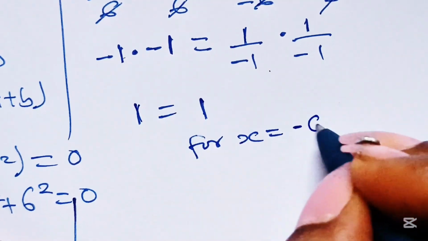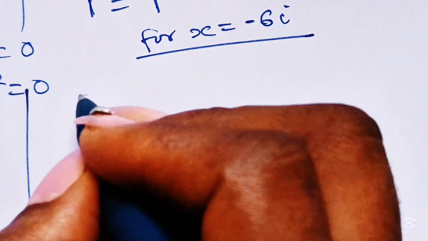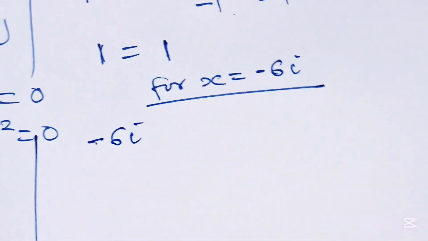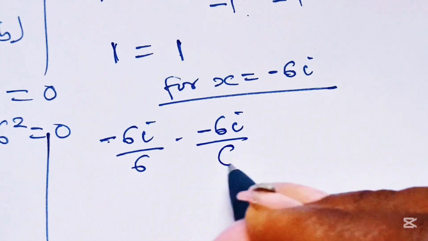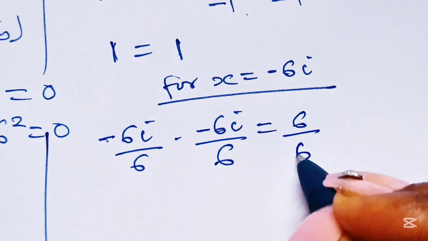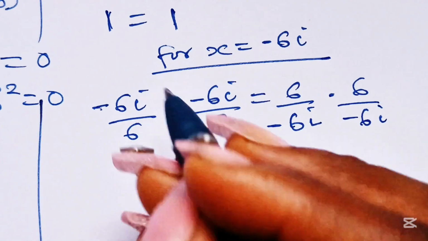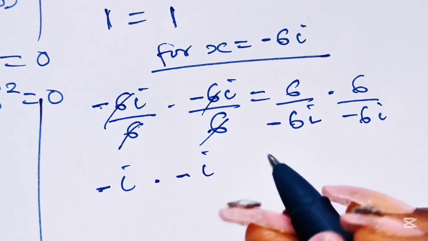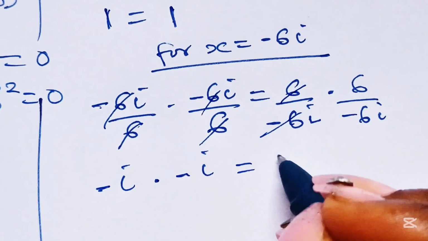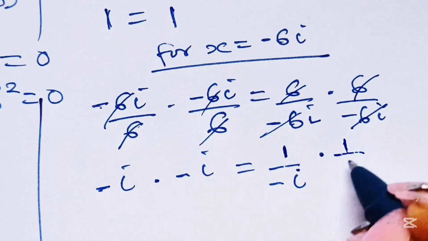For x equals minus 6i. All right, so this is the question. So we are going to substitute our x now. So it's going to be minus 6i over 6 multiplied by minus 6i over 6 is equal to 6 over minus 6i multiplied by 6 over minus 6i. All right, now this we cancel this, we have minus i multiplied by, this we cancel this, we have another minus i, is equal to, this we cancel this, we have 1 over minus i multiplied by, this we cancel this, we have 1 over minus i.